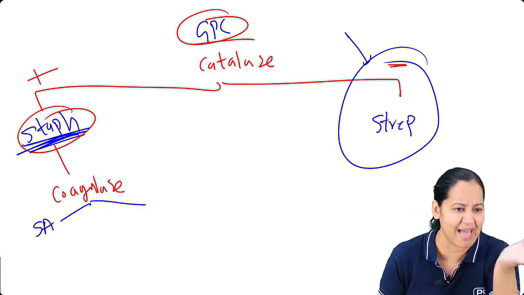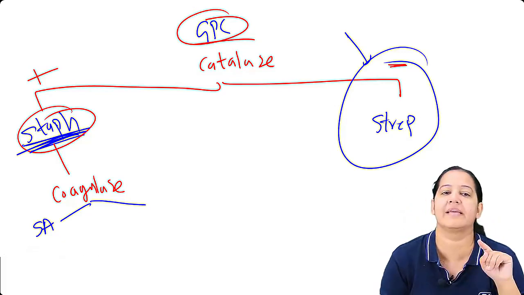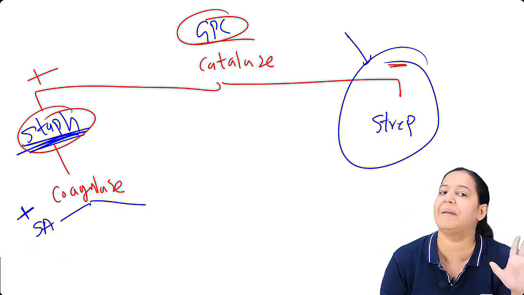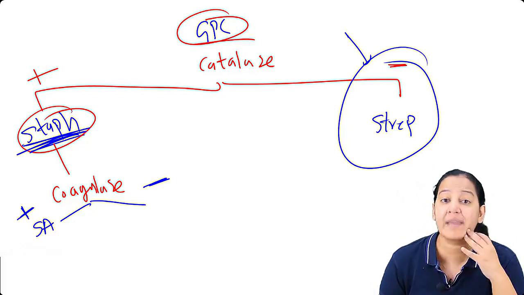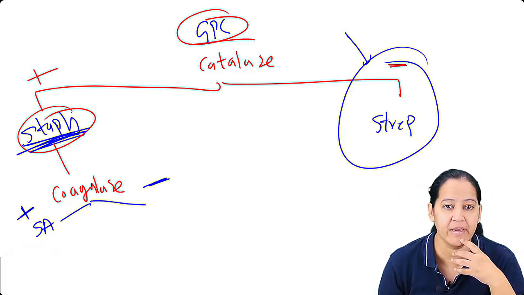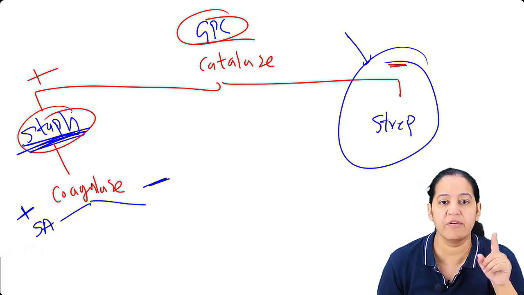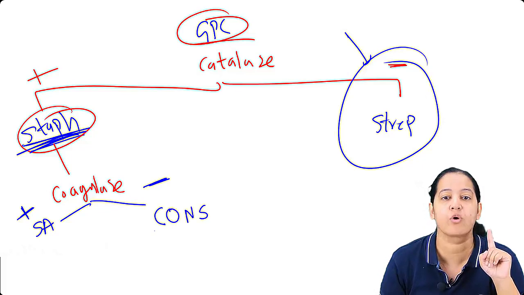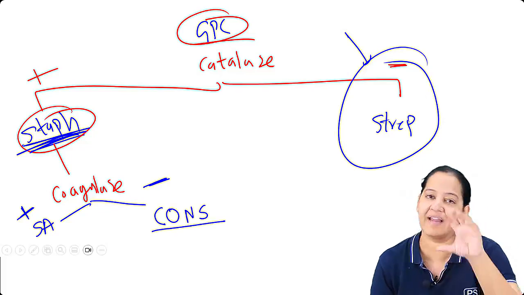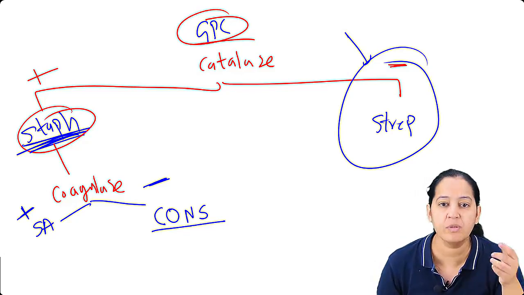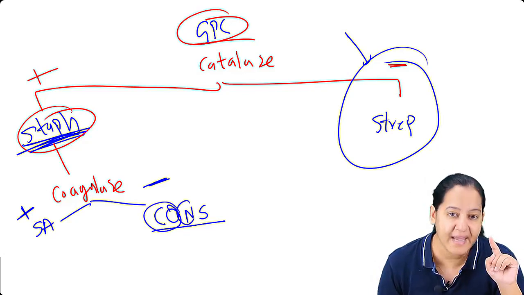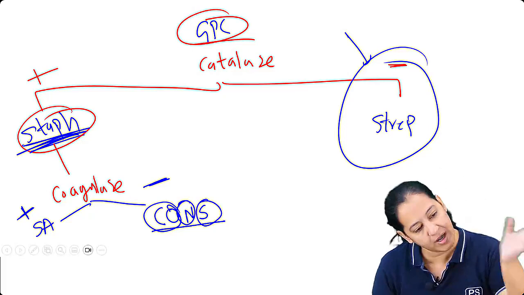And we have many side heroes. The side heroes are coagulase negative. So coagulase positive is the main hero, and coagulase negative are the side heroes. What is the name of the side heroes? Who are the side heroes in this movie? They are known as coagulase negative Staphylococci, or CONS. Give one name to all the side heroes together. They are known as CONS, coagulase negative Staphylococcus.